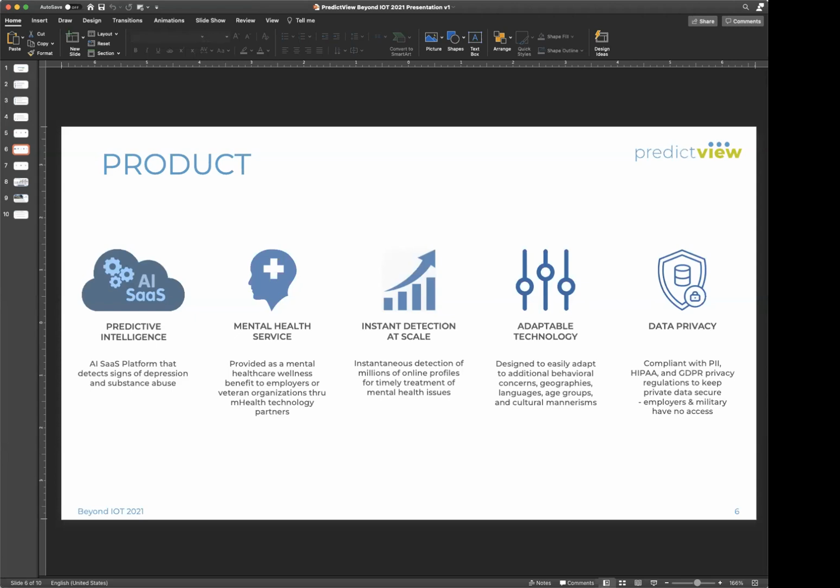The platform is built to instantly detect signs from millions of employees and veterans. Minutes can sometimes matter for intervention and hours can matter for treatment. The platform is built to easily adapt to additional behavioral issues, geographies, demographics, languages and dialects, age groups, cultural mannerisms, etc. It is compliant with personal identification information, HIPAA, and all the regulations that we spoke of.